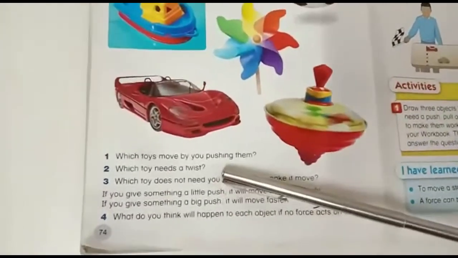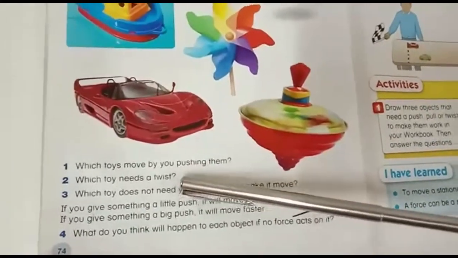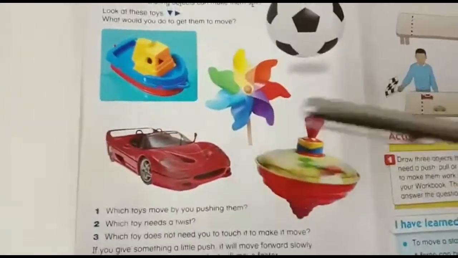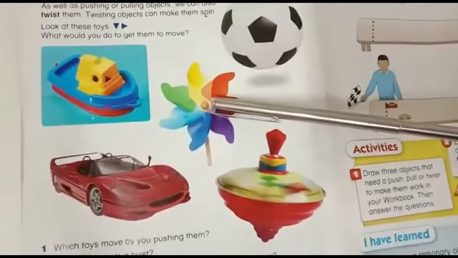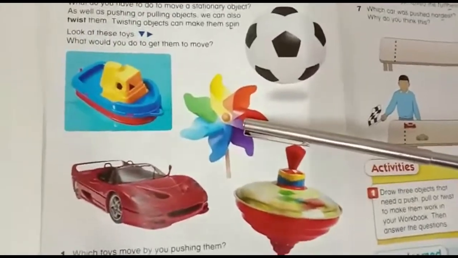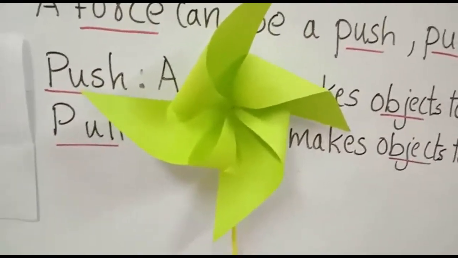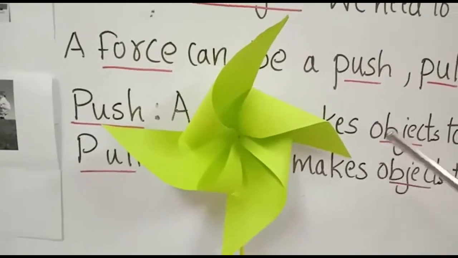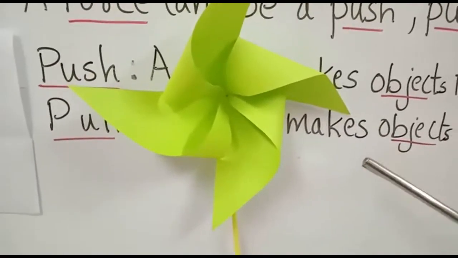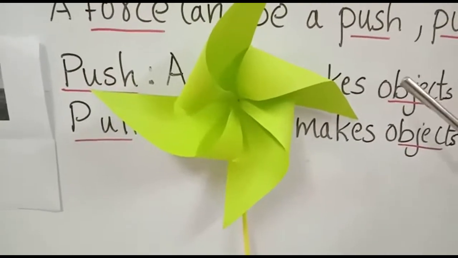In the third question, which toy does not need you to touch to make it move? Out of these, which one does not need any touch? It is nothing but the windmill. Here I have a model of a windmill. This is nothing but a paper windmill. Here I can move the windmill without touching, just by blowing the wind. So we don't have to touch. It moves by blowing the wind.